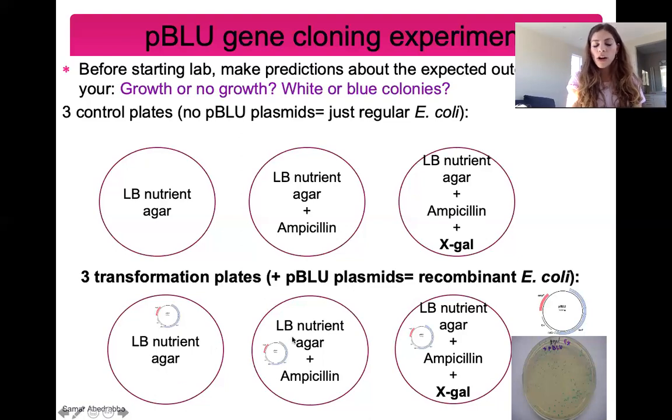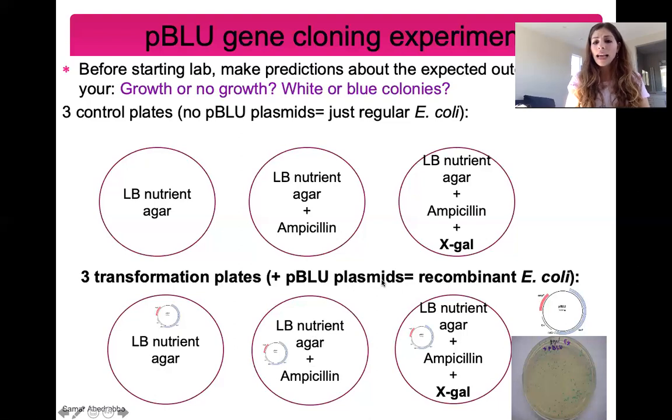If you take your transformed E. coli and you grow it on agar with ampicillin, you should see growth if you actually did transform your cells, because remember that the pBLU plasmid gives E. coli ampicillin resistance, and you'll still see just regular white, yellow colonies, whatever you guys call them.